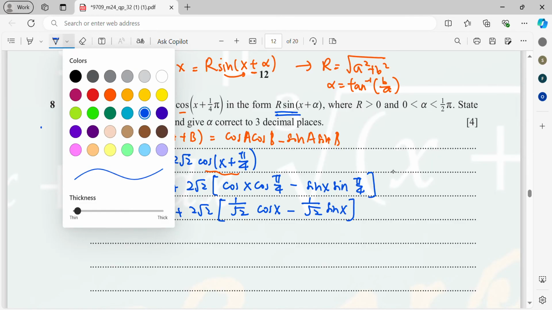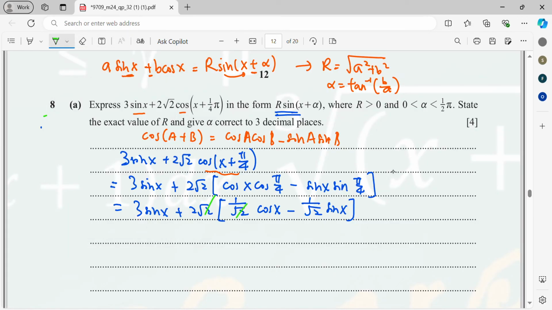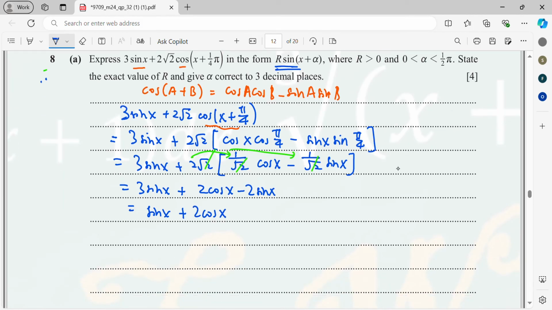Okay, so now the root 2 can be cancelled off. Then these 2 will be multiplied to the brackets, right? So that means here it will be 3 sin x plus 2 cos x minus 2 sin x. So first and last term, when you simplify, that is sin x, followed by plus 2 cos x. And now I'm going to express this sin x plus 2 cos x in r sin of x plus alpha.